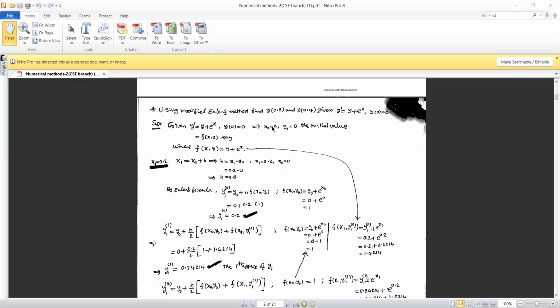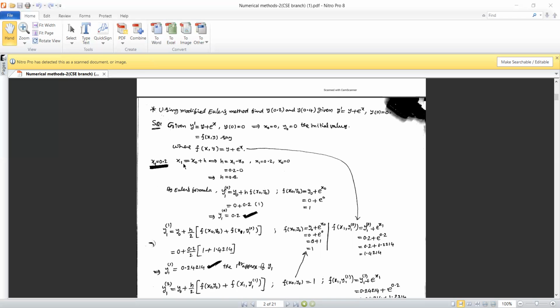Since the initial value is 0 and we require the next value of y at 0.2, we will consider h equals 0.2. So directly we can reach the value of y at x equals 0.2. The formula to move from one step to another is x1 equals x naught plus h. By this formula, we can move from any x value to the further x step values.